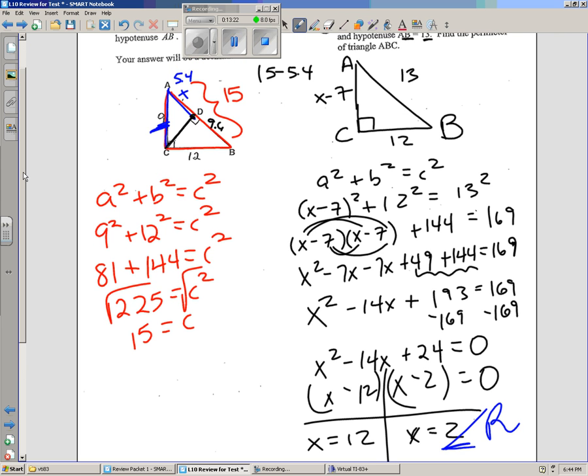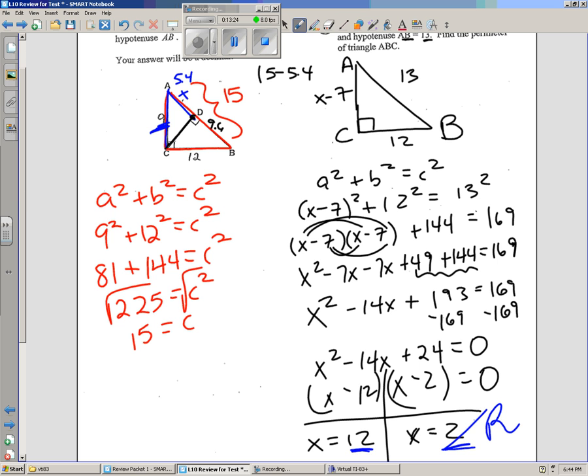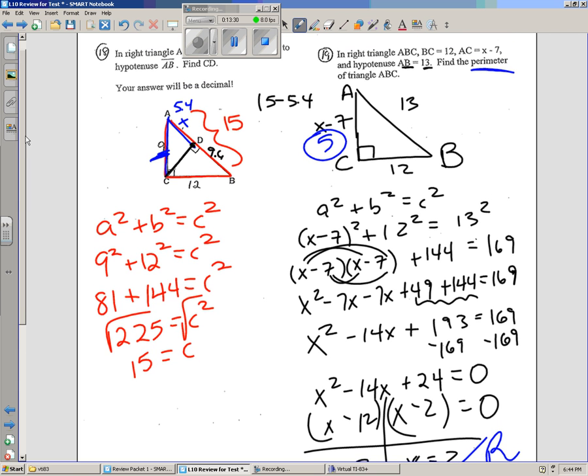So now x is 12. 12 minus 7 is 5. And they ask us for the perimeter of the triangle. So the perimeter would be 5 plus 12 plus 13, which is 30. So the perimeter of this triangle would be 30. And we're done. That's it.